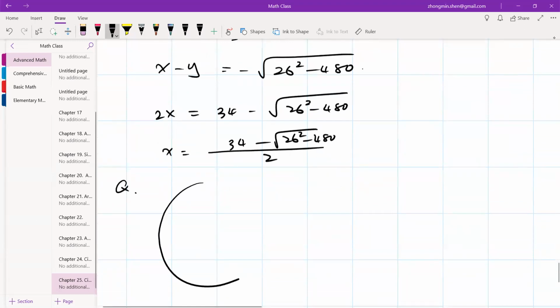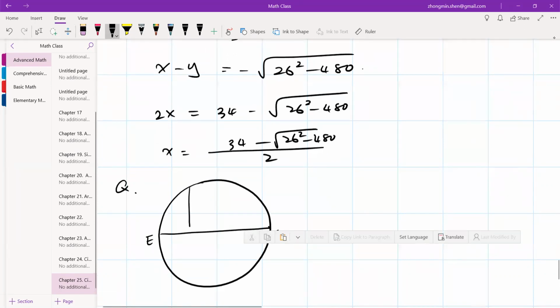This time I still have a circle, and I have a diameter E and C. So I'm going to have a rectangle A, B, C, D, and that's O, so it's on the diameter. Okay, here's a picture. EC is the diameter.